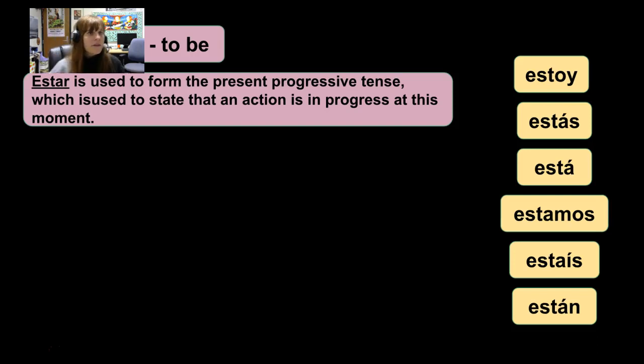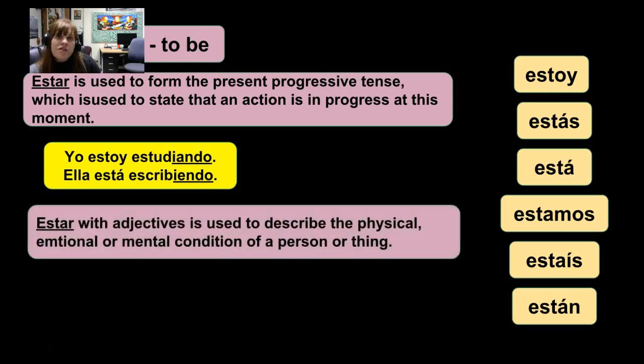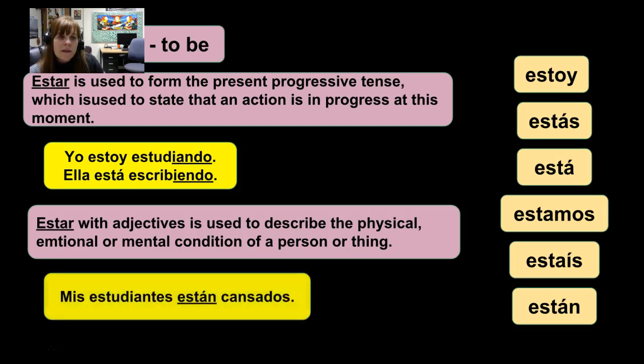So here we have estar. Estar is used to form the present progressive tense, which is used to state that an action is in progress at this moment. You're going to see this one a lot. And so if you can identify this word after the blank, you always know that you're going to use estar. So estudiando, escribiendo, leyendo, corriendo, what you're doing in the current moment. Estar with adjectives is used to describe the physical, emotional, or mental condition of a person or thing. Mis estudiantes están cansados. My students are tired.